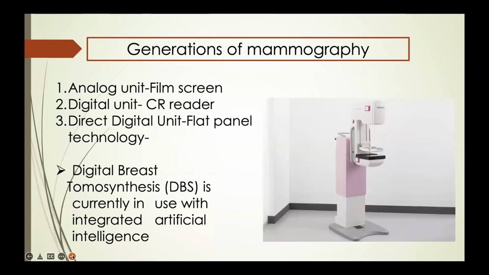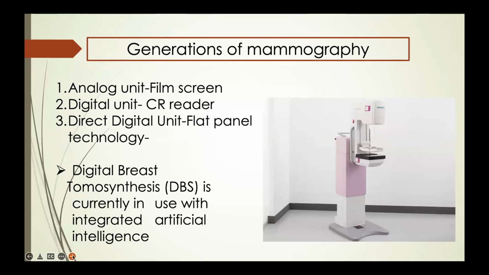So this slide is talking about the generations of mammography, the evolution of mammography. We started from an analog unit, where you take an image and then the film has to go to the lab to be processed before you see it. I don't know if anybody has seen that black film. So it's an analog unit.